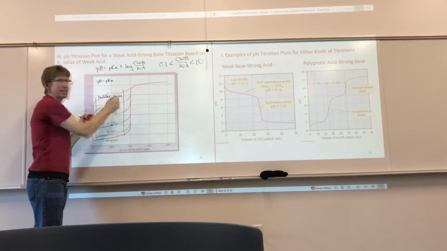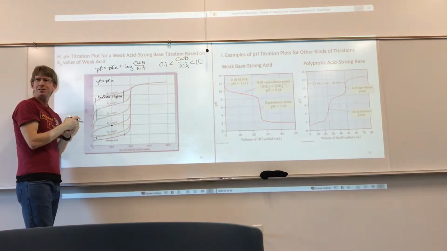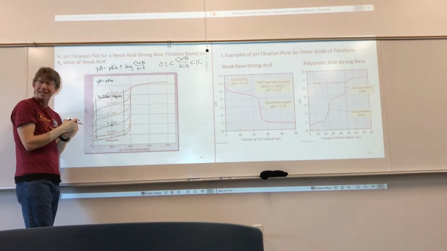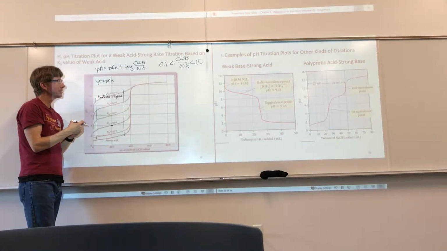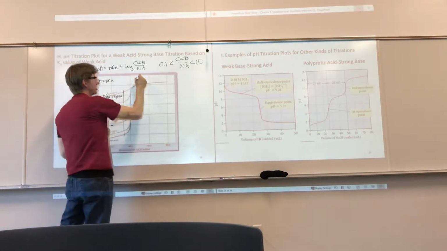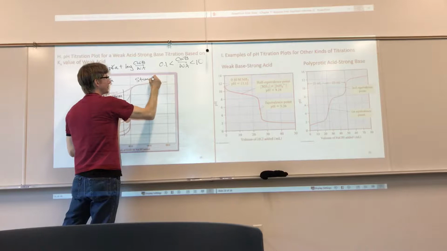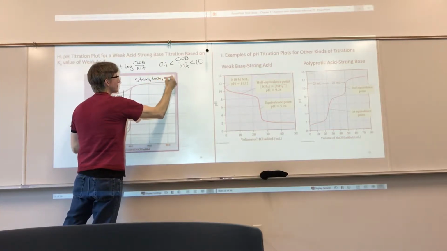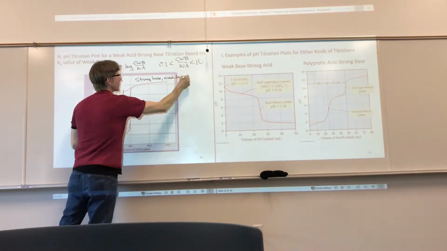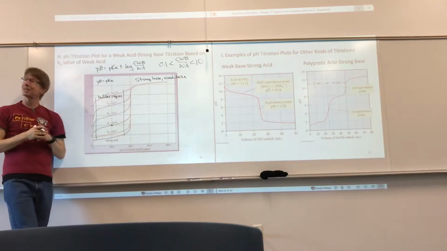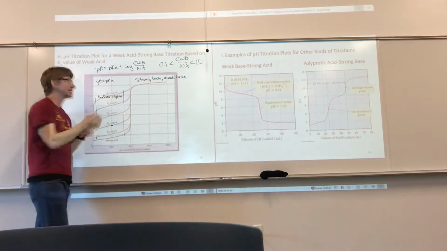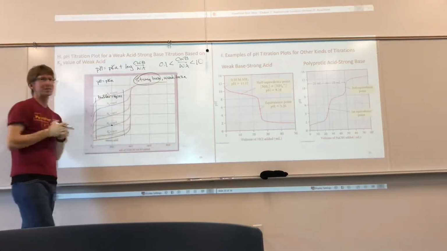In this little region right here, you've got a slowly or quickly dying buffer, if you will, being exhausted. Up here, you just have strong base. You also have weak base, but as we said last time, if you have a strong base and a weak base, it is the strong base you use to calculate.